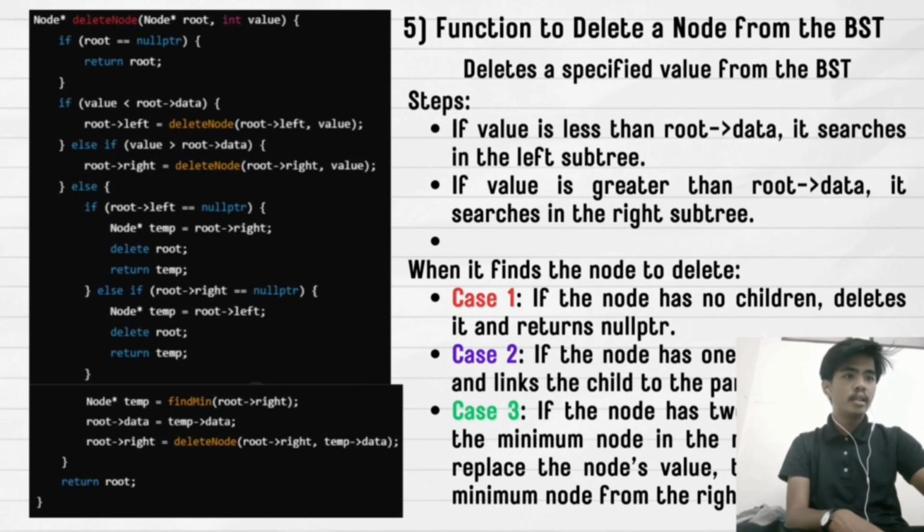The first step is if value is less than root data, it searches in the left subtree. The second step is if value is greater than root data, it searches in the right subtree. When it finds the node to delete, for the first case, if the node has no children, it deletes it and returns null pointer. For the second case, if the node has one child, it deletes it and links the child to the parent. For the third case, if the node has two children, it finds the minimum node in the right subtree to replace the node's value, then deletes the minimum node from the right subtree.